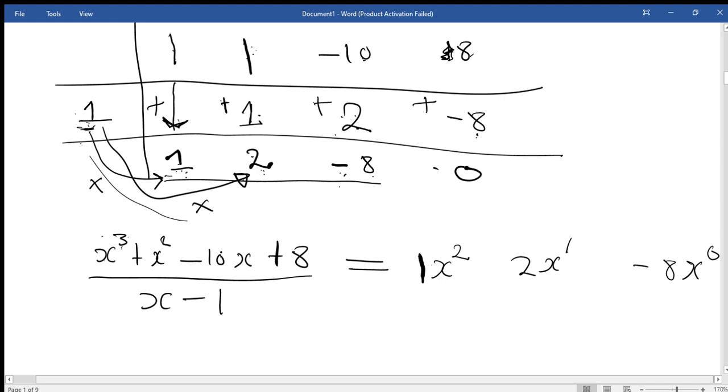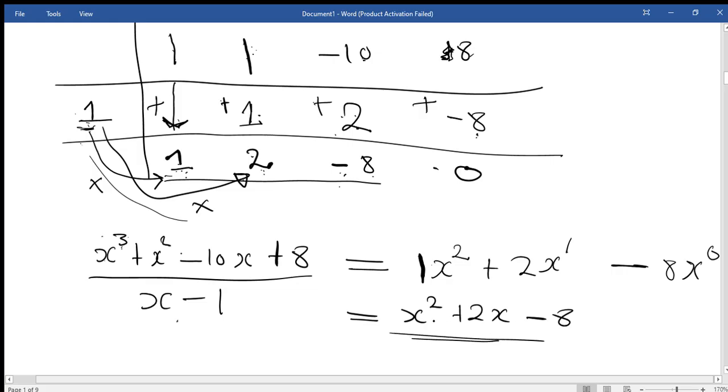So this will be 1x squared plus 2x power 1 plus negative 8, which is the same as saying minus 8. So the quotient which I'm going to have when I divide by its factor will be x squared plus 2x minus 8. This will be the quotient.